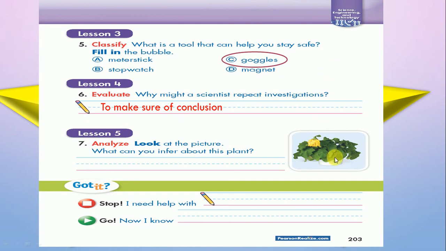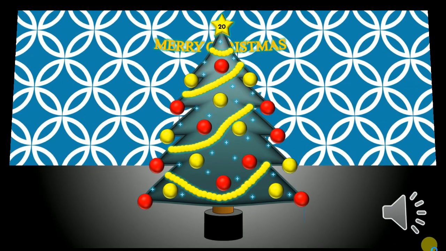Look at this picture. What can you infer about this plant? I see it might die. What do you think? Why might this plant die? It needs water. Good job. It needs water.